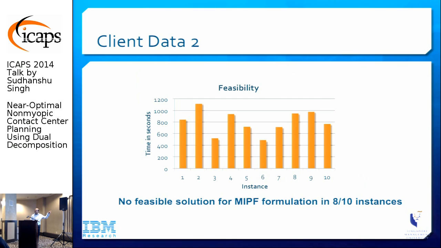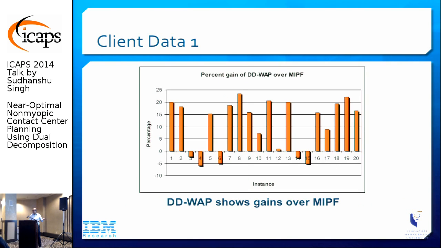So here, this is a slightly different graph. This is basically time to feasibility. Now apparently this second data set was more difficult. And as you can see, only 2 out of 10 instances give a solution within 10 minutes for the full MIP formulation. So 8 out of these instances did not even get any solution within 10 minutes with the full MIP formulation. If I wanted to make a graph like this, it's impossible because we don't even have a solution for 8 out of 10.